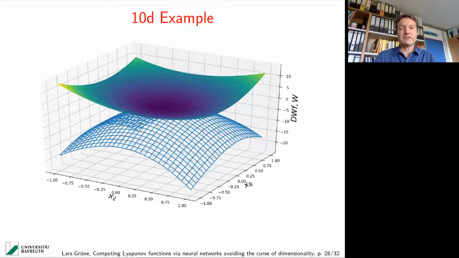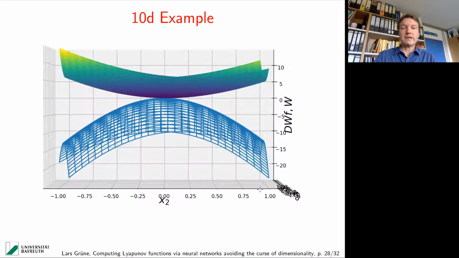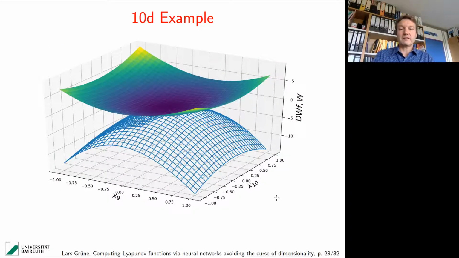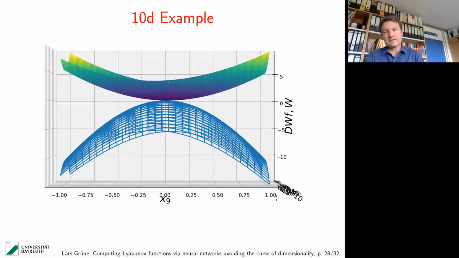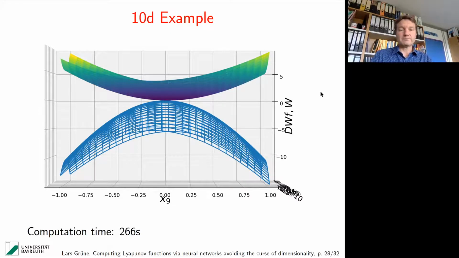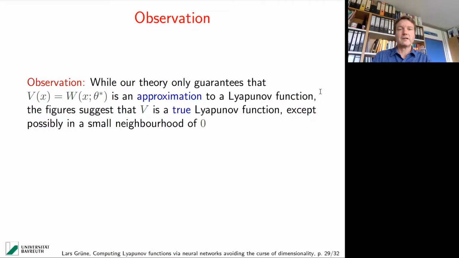This is the projection into the x2, x8 plane. Looks perfect. This is the projection into the x9, x10 plane. Again, this looks just like you would like a Lyapunov function to look. The function itself is positive except at the origin. The orbital derivative is negative except at the origin. This is exactly how it should look. Computation time here was 266 seconds.